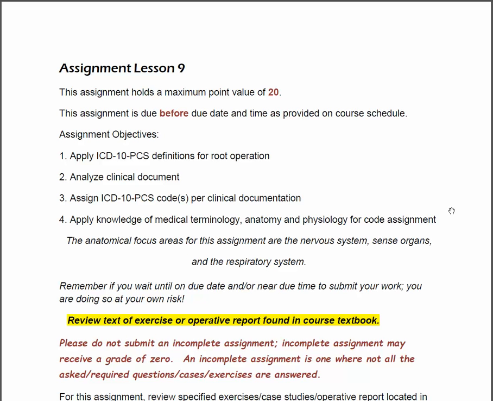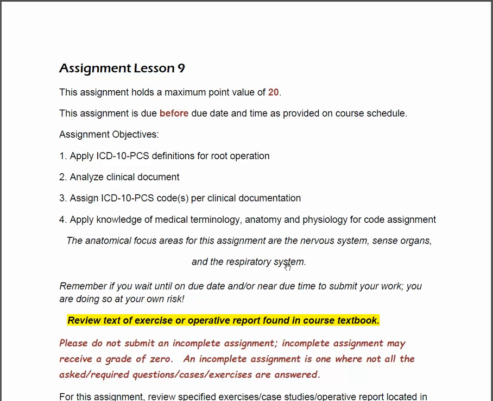This is an audio to help you as you move through the assignment here in lesson 9. It's important to note that this particular assignment, as noted here on the document, is focused on the nervous system, the sense organs, and respiratory system, and that relates then to chapters 8, 9, and 10, which were touched on in depth in previous lessons, specifically lessons 7 and 8 of this class.